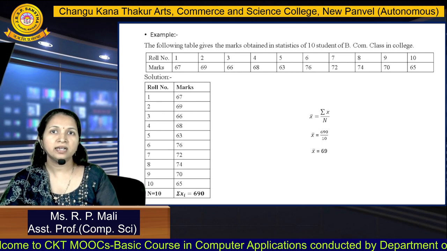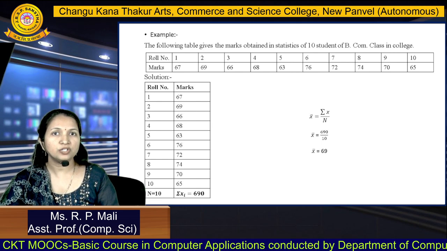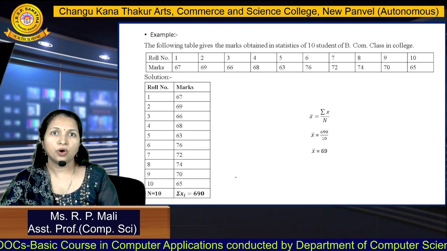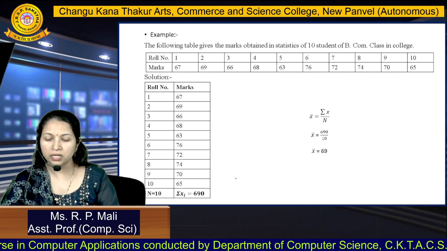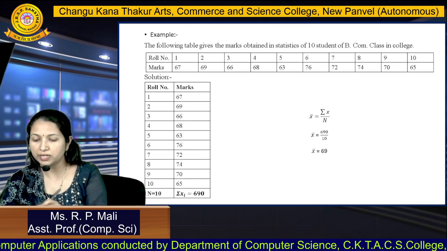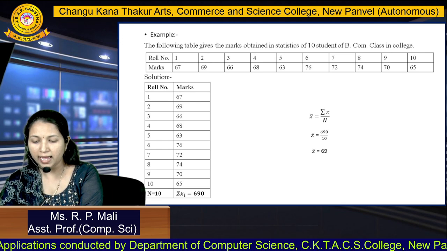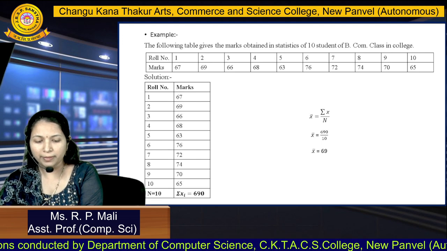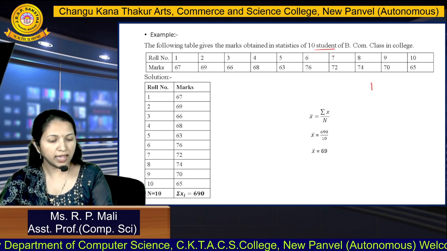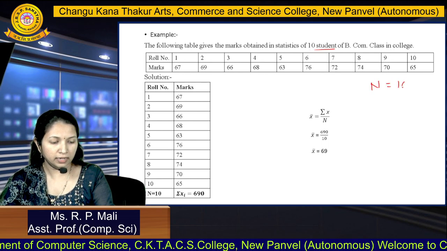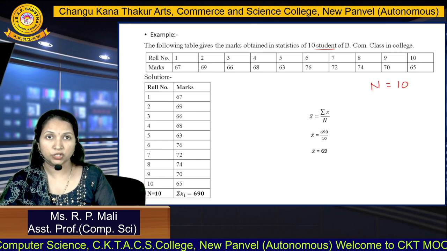The following table gives the marks obtained in statistics of 10 students of a BCom class in the college. So you have two rows. The first is what? Your roll number and the marks. So how many students' marks are there? There are 10 students' marks. So your capital N will be what? 10, because there are 10 observations available.